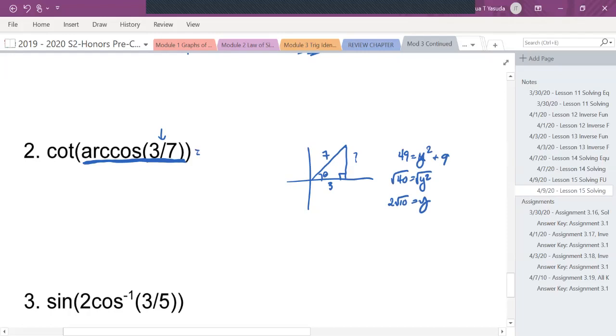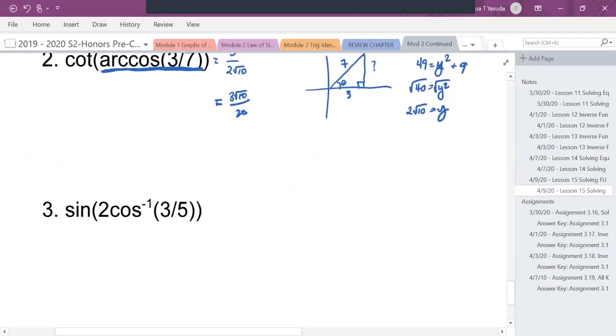So we would say this whole thing equals 3/(2 rad 10). Oh, the world will explode if I leave the square root on the bottom. So let's go 3 rad 10/20. Hopefully that sounds good. Okay, 3 rad 10/20. All right. So drawing a triangle.